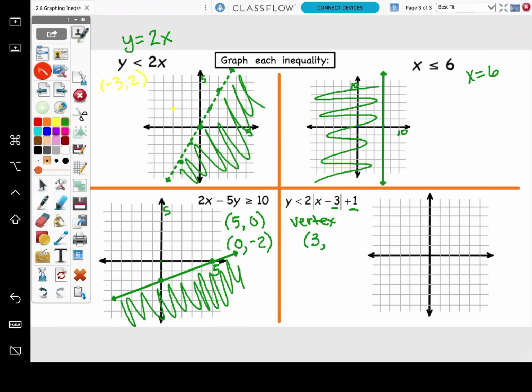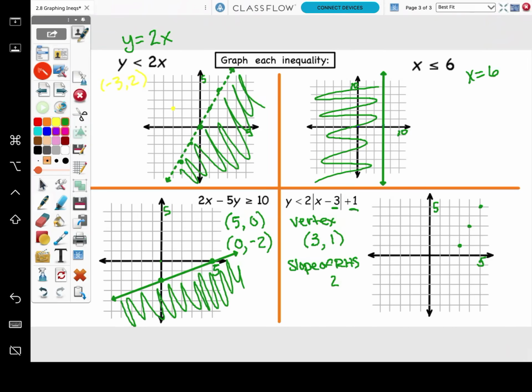Okay, vertex is at the HK, so we have H and we have K. So a vertex is 3, 1, and then we want to keep in mind the slope of the right-hand side. Okay, and that's going to be our A value, which is 2. So I'm going to find the point 3, 1, and I'm using a scale of 1 again, so 3, 1, and then the slope of the right-hand side is 2, so I'm going to go up 2, right 1, and maybe one more time.